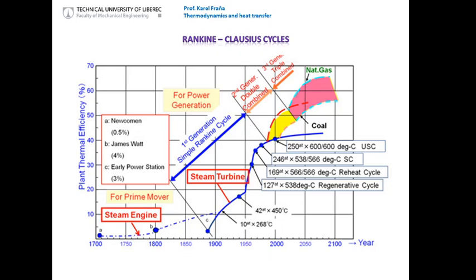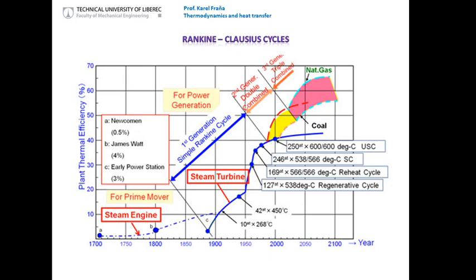The second point, you can increase the pressure of the steam, as you can see here. That means the first regenerative cycle with 538 degrees Celsius could reach at the pressure level 127 an efficiency of 30%. Nowadays, we are working with a pressure of about 250 and about 600 degrees Celsius, and an efficiency above 40% is common. Of course, this area of efficiencies, this engine, we can call the first generation of the simple Rankine cycles.